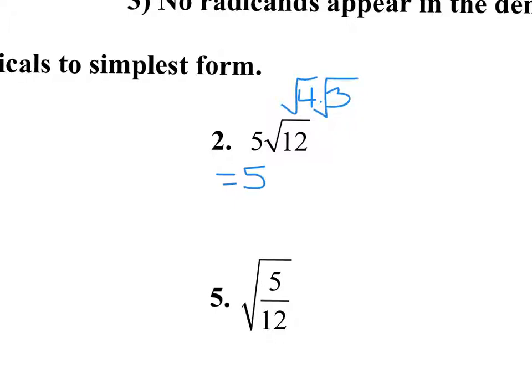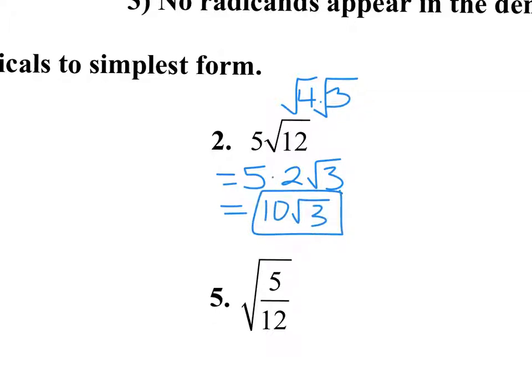All right, so we're going to take the square root individually. What's the square root of 4? 2. And the square root of 3 is the square root of 3. And then what is 5 times 2? Perfect. 10 rad 3. And that's your answer.